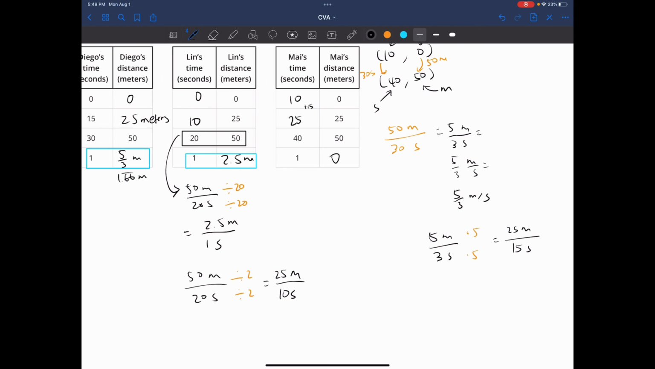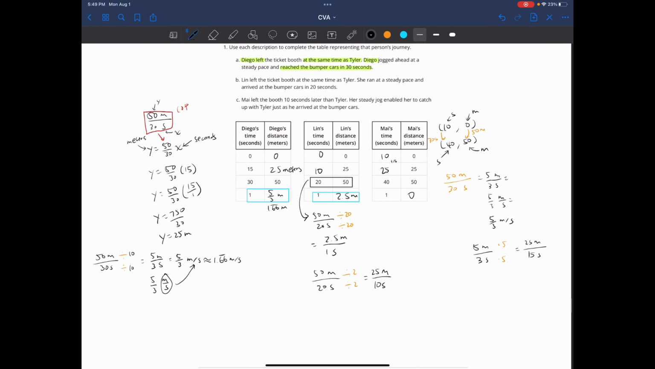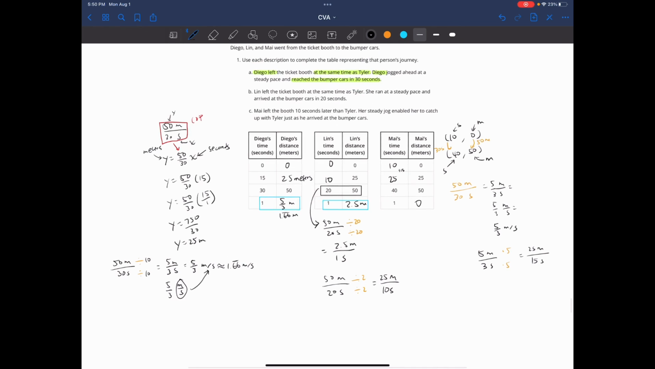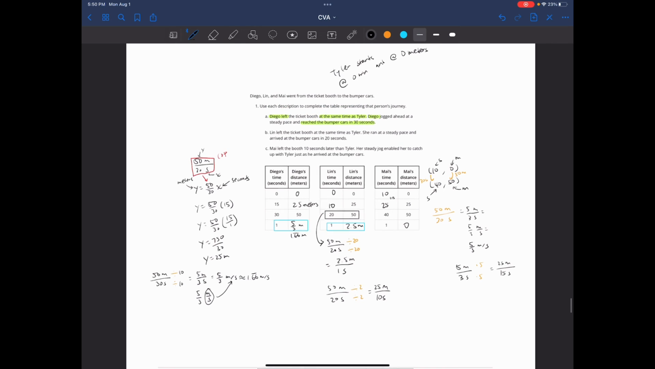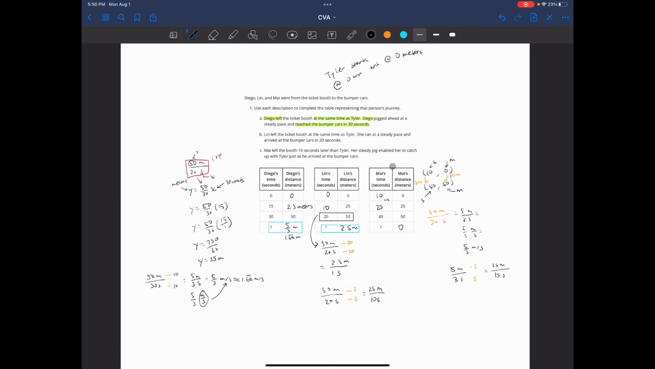That part was really, really difficult. If you didn't get that last part, Mai's time, that's okay. We'll cover that more in our linear equations. You probably won't learn this again until about 8th grade, so please don't worry too much about Mai's.